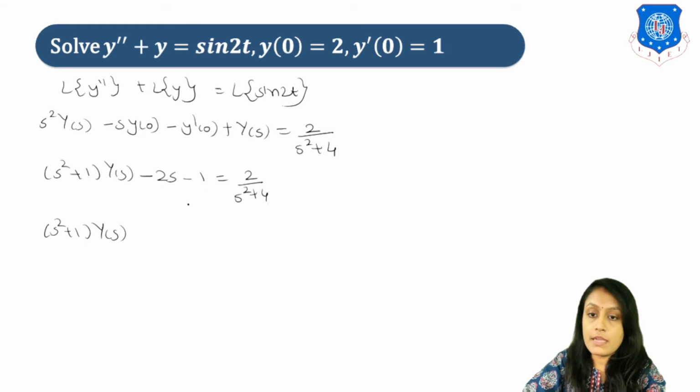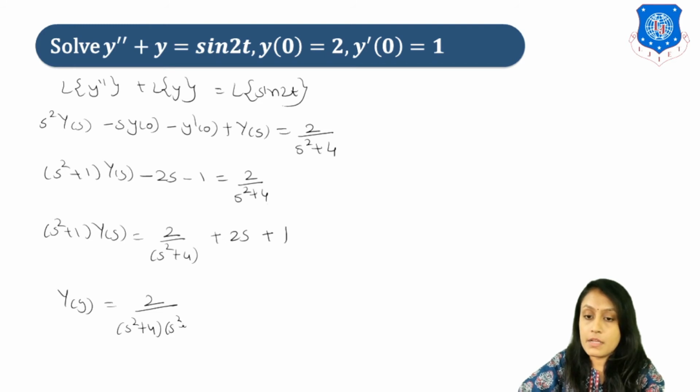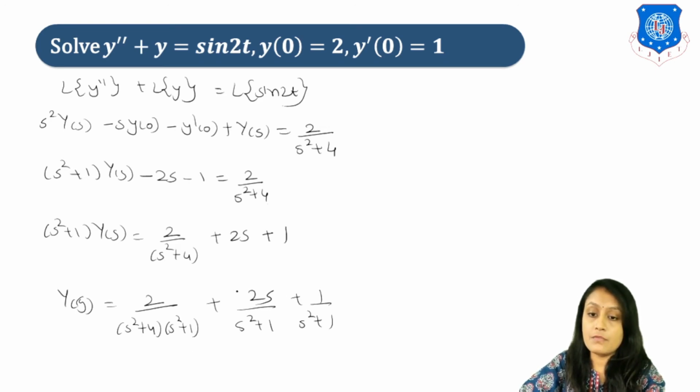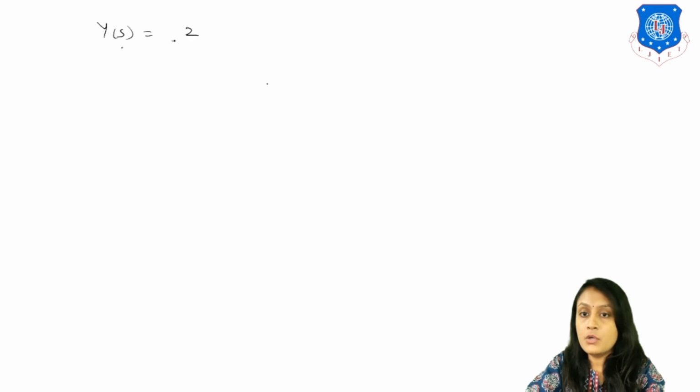Okay, bring this 2s minus 1 over here, so we have 2 upon s square plus 4 plus 2s plus 1, and next we'll bring this s square plus 1 into the denominator, so you will get Y(s) as 2 upon (s square plus 4)(s square plus 1), plus 2s upon s square plus 1, plus 1 upon s square plus 1. Now this is your Y(s). Now we have to find the Laplace inverse of this in order to get y(t).